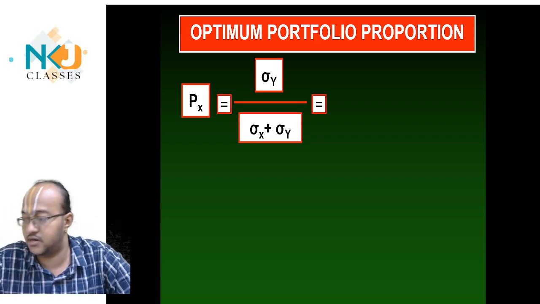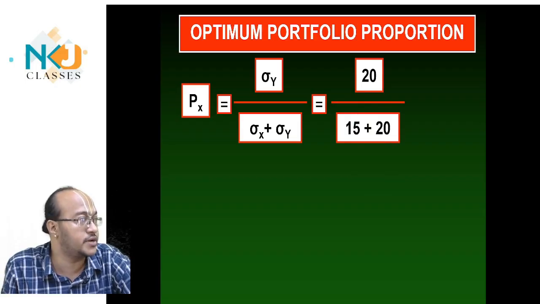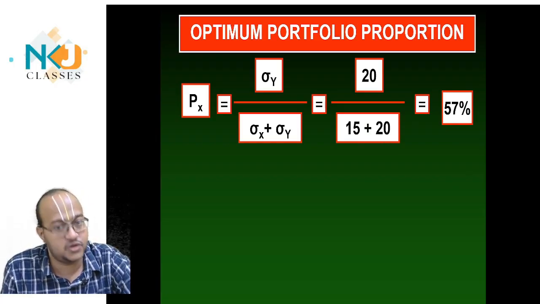Standard deviation sigma is 20. Risk of the security Y is 20. 20 by sigma x plus y is how much? 15 plus 20. How much is 20 by 35? How much percentage? 57%. Are you all getting 20 by 35, 57%? Is it correct? Use your calculator.